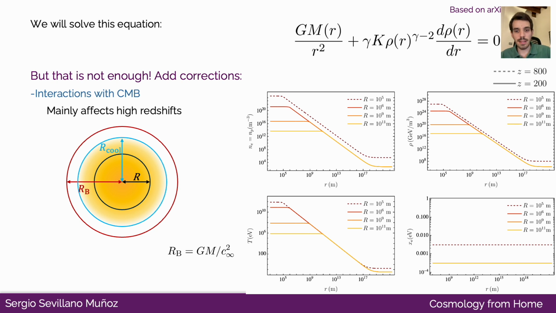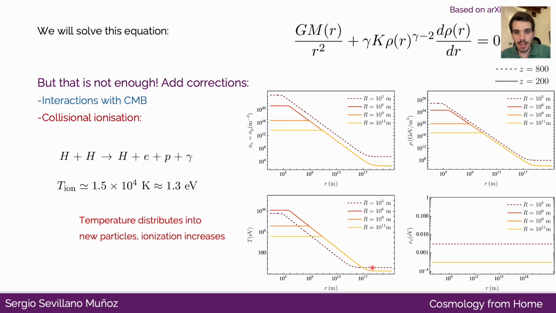that we are going to call R cool. And you can see what happens here, that basically some of the solutions go more into the center, because the higher the temperature you have outside at infinity, the more interactions you are going to have with the EDO. So that's why at higher redshifts, you get more interactions.